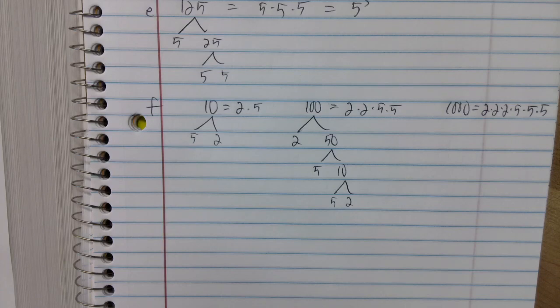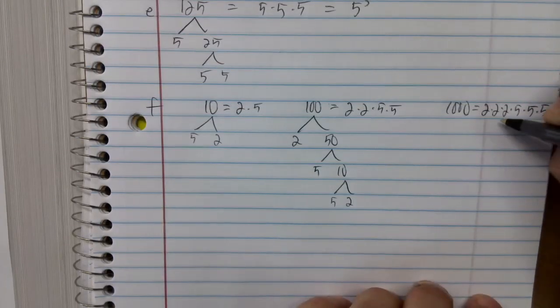Well, let's think. 2 times 2 times 2 is 8. 5 times 5 times 5 is 125. 125 times 8 is 1,000. Is it? Let's do this intelligently. 125 times 8: 8 times 100 and 8 times 25. That's my 800 and that's my 200, for a total of 1,000. That's how I would do it in my head. All right, so that is correct.